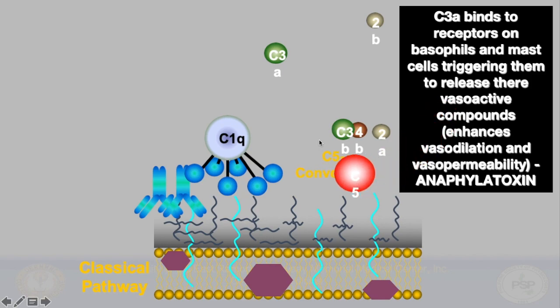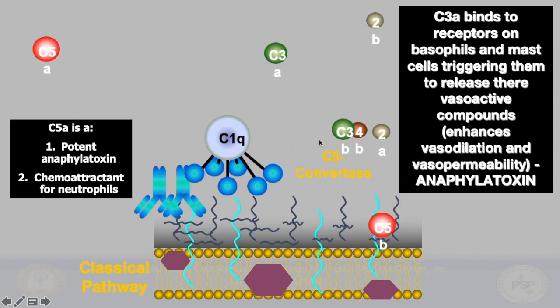Forming now C5 convertase, which cleaves C5 into C5a and C5b. C5a, again, this is another anaphylatoxin, so it enhances vasodilation and vascular permeability. And aside from that, this is a very strong chemotactic factor for neutrophils. So if you can remember the process of chemotaxis, one of the factors that initiate the neutrophilic migration to the site of injury would be C5a.